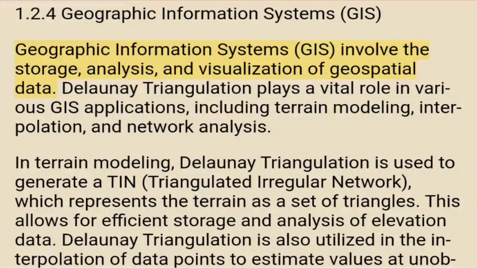1.2.4 Geographic Information Systems (GIS). Geographic Information Systems involve the storage, analysis, and visualization of geospatial data. Delaunay triangulation plays a vital role in various GIS applications, including terrain modeling, interpolation, and network analysis. In terrain modeling, Delaunay triangulation is used to generate a TIN, triangulated irregular network, which represents the terrain as a set of triangles. This allows for efficient storage and analysis of elevation data.